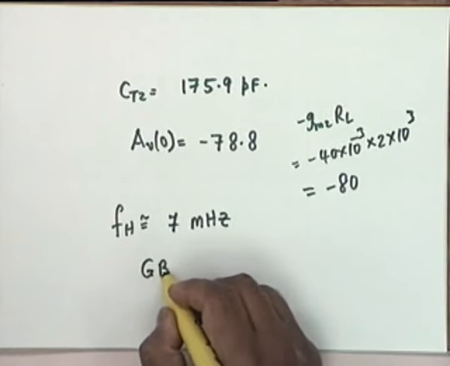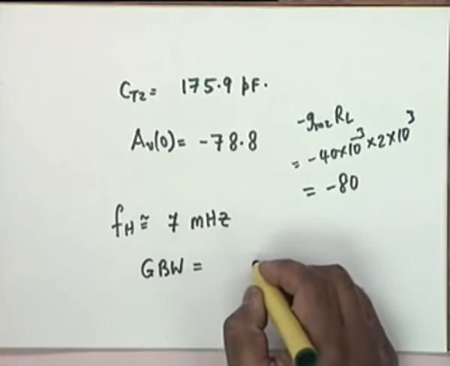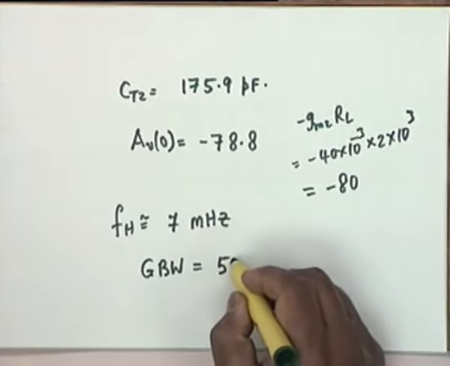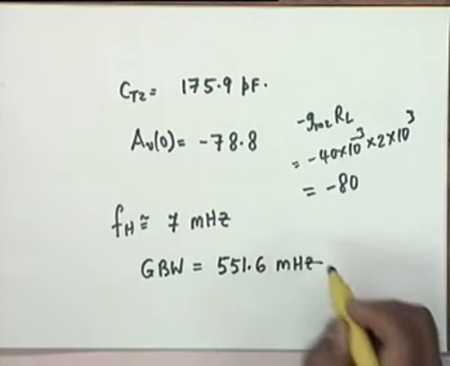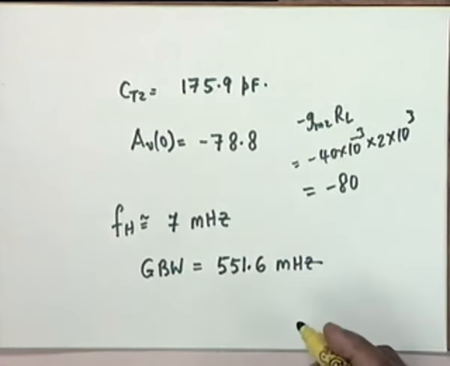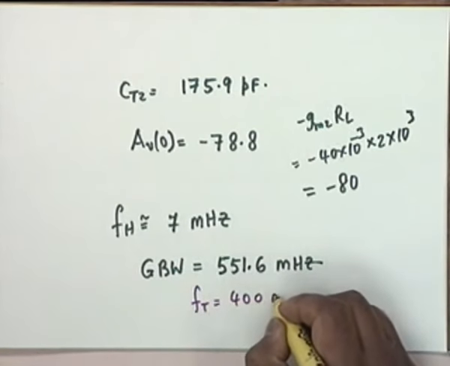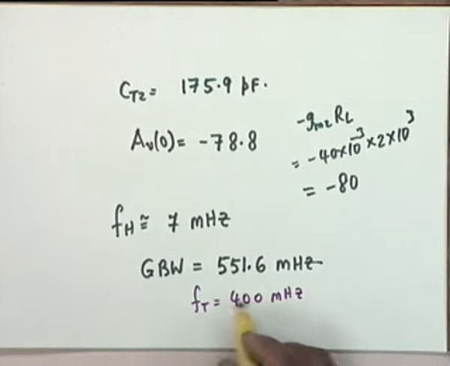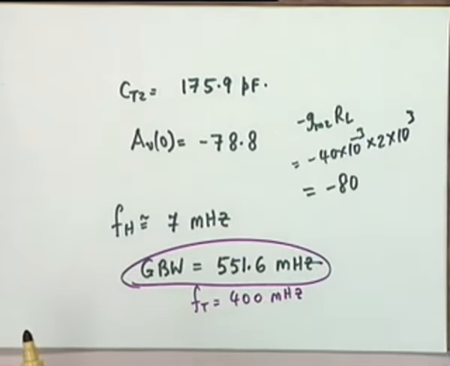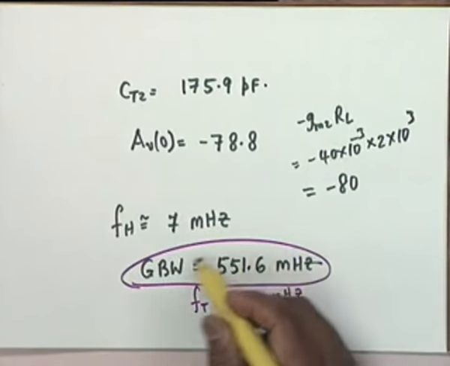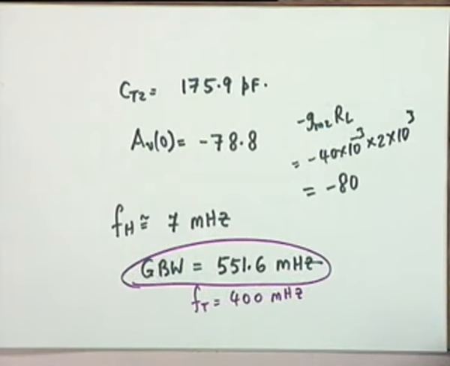So the gain bandwidth product, if you multiply 7 megahertz by 78.8, comes at 551.6 megahertz. Gain bandwidth product in hertz. Compare this with FT. FT is 400 megahertz. The GBW therefore exceeds the FT of a single transistor. By using two transistors in this particular configuration, you can go to a gain bandwidth product of 551.6 megahertz. If only one transistor was used, you could not go beyond 400 megahertz.